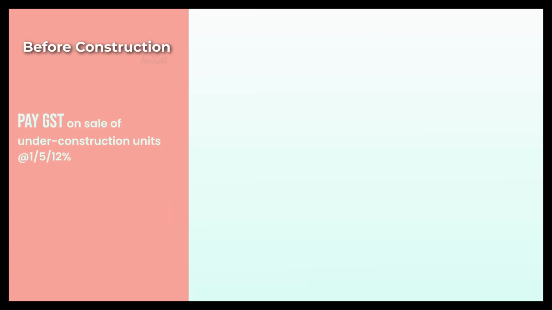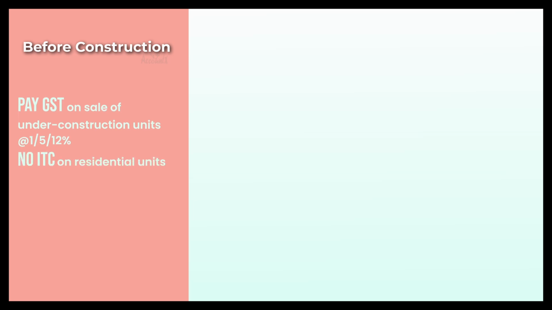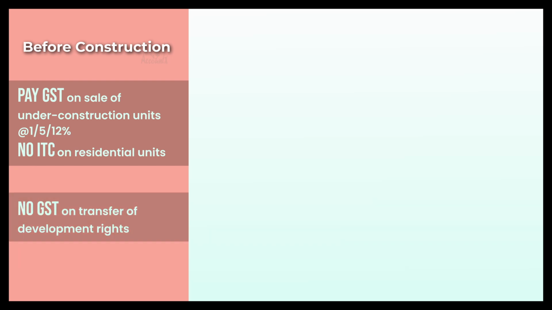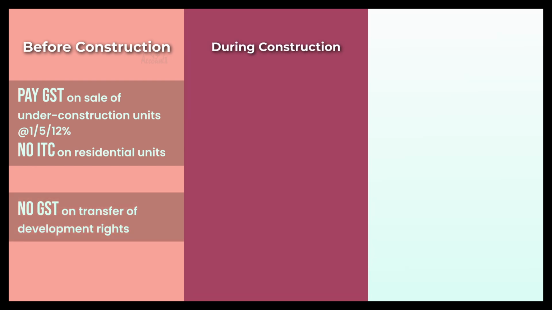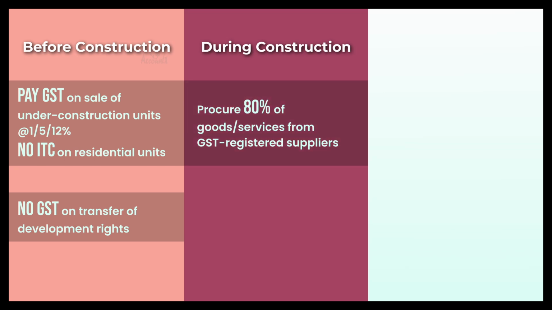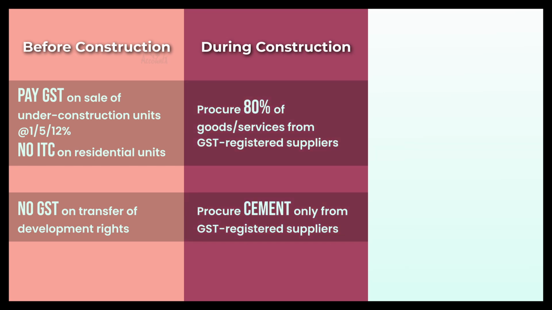To quickly recap GST for developers, before construction, 1. You'll have to pay GST on sale of under construction units at 1, 5 or 12% as applicable, but you can't avail input tax credit on sale of residential units. 2. No GST on TDR. During construction, 1. You'll have to procure at least 80% of goods or services from GST registered suppliers. 2. You'll have to procure cement only from GST registered suppliers.